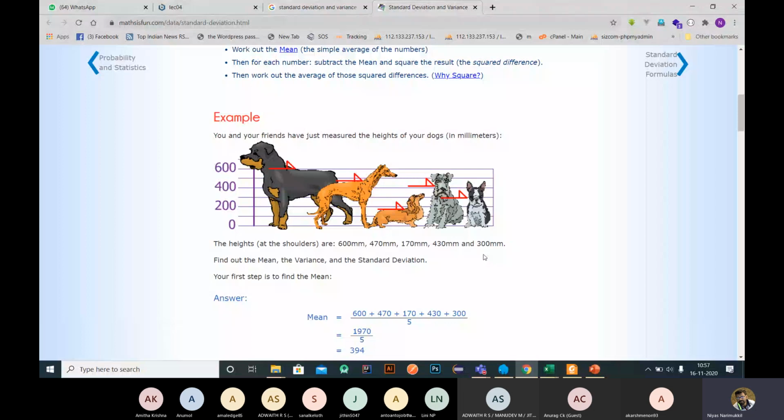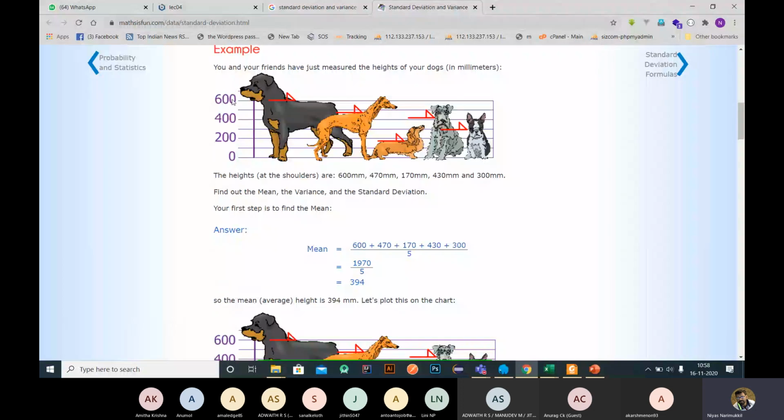For example, the height is given here. Here the height is considered up to the head, not above the head; up to the shoulder it is considered the height. So the first dog's height is 600, the second dog is 470, the third dog is 170, like that.